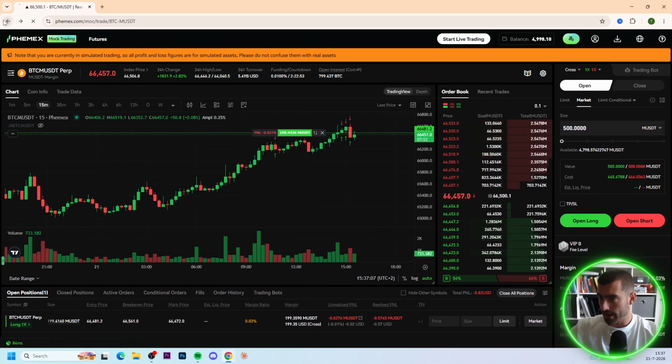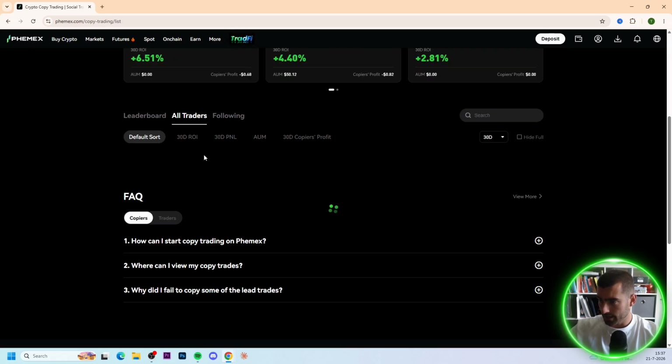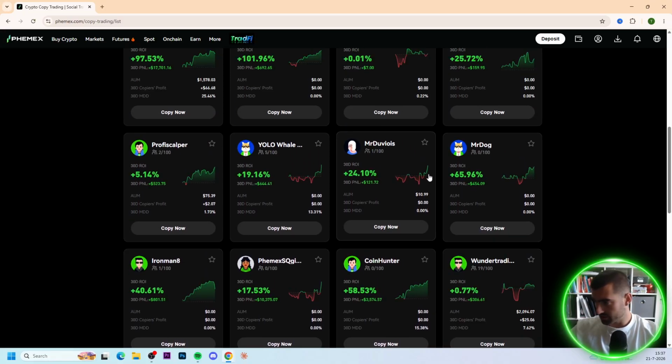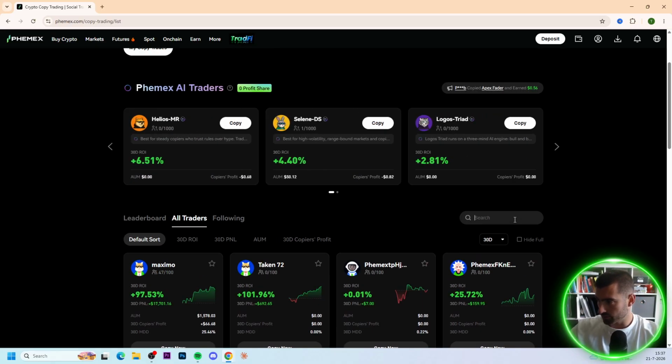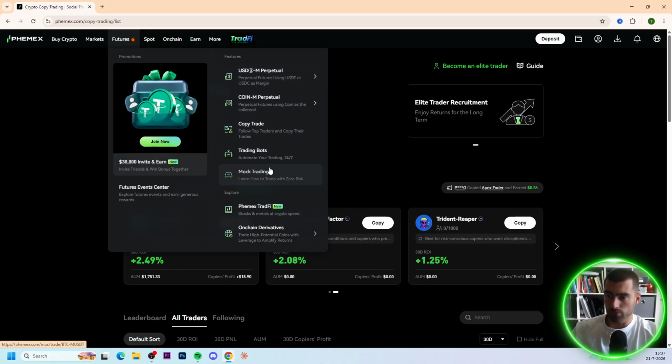If you go back, and then we go to futures again and we go right here to copy trading, you will find right here the place where you can copy trades from good trading people, and you can search for that right here. So on this step, you need to choose your own way which feature you want to use. But this is how you can trade futures right here on Phemex.